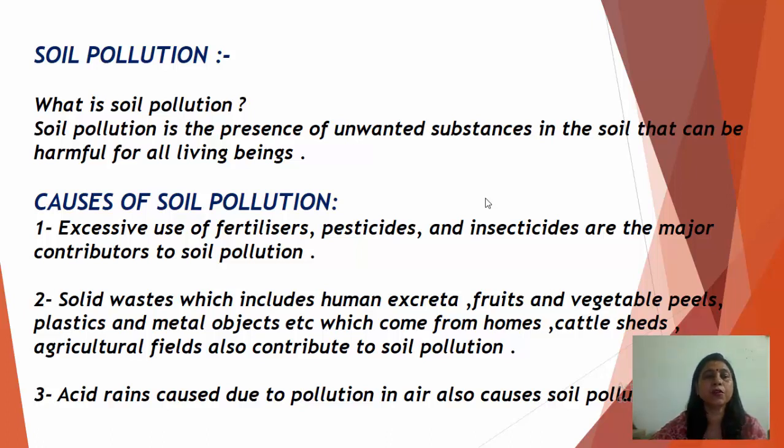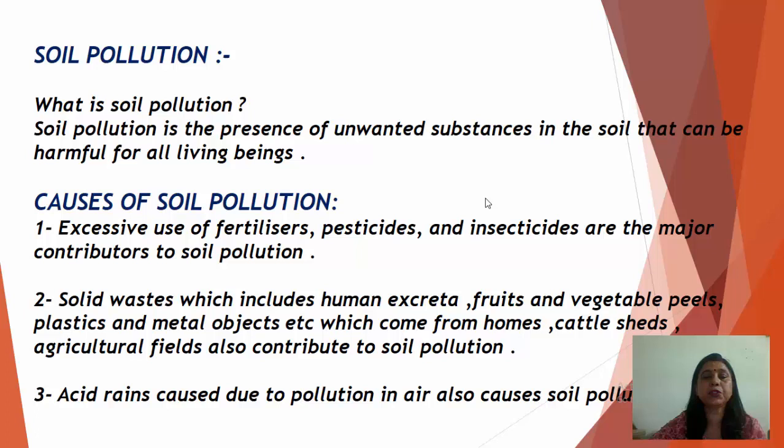Now, what are the causes of soil pollution? Excessive use of fertilizers, pesticides and insecticides are the major contributors to soil pollution. क्यों? क्योंकि we know our population is increasing day by day. We need more food for them. So for having our yield more, we are using fertilizers, pesticides to kill the pest and insecticides to kill the insects which harm our crops. They all lead to the soil pollution because they all are chemicals, artificially prepared, they are non-biodegradable, they contribute to the soil pollution.